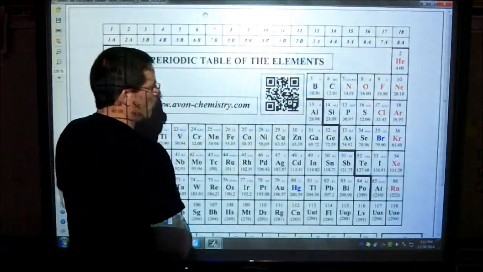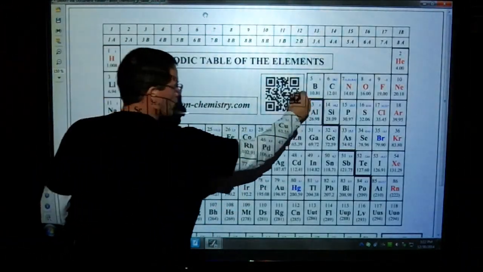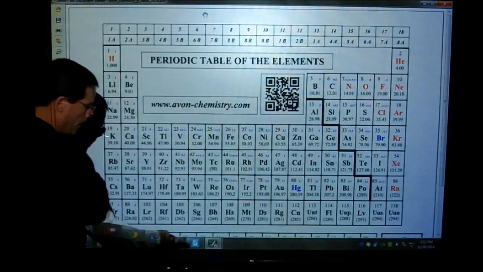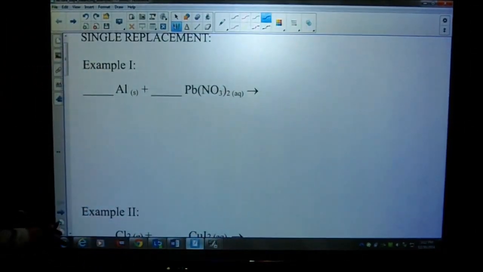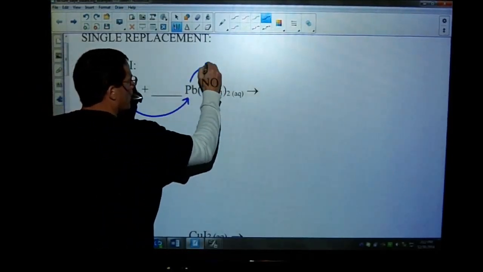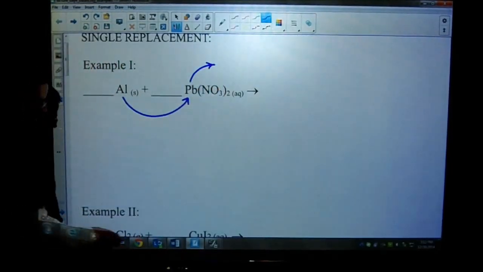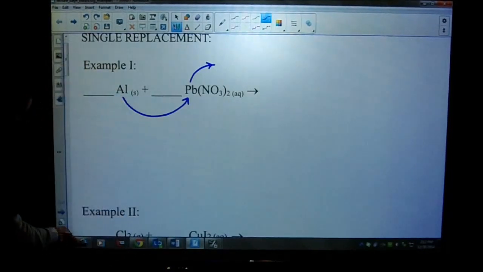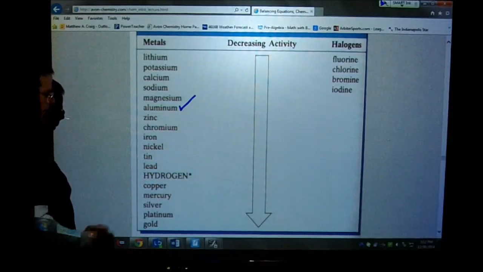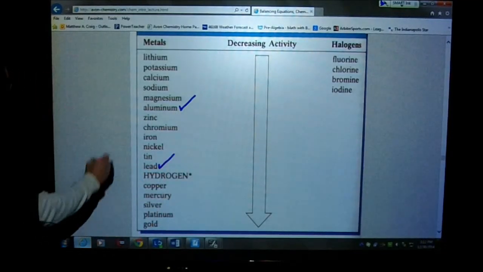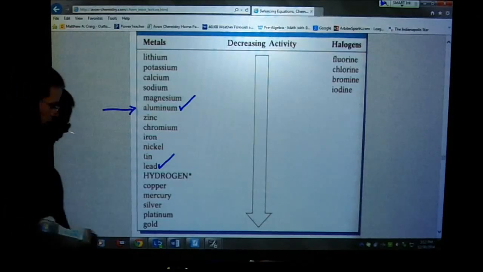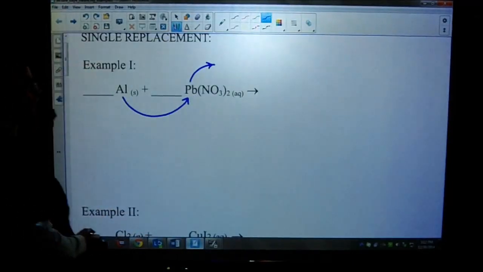So on the periodic table, we have aluminum, which is clearly on the left side of the stair step, which means that it is acting as a metal. Therefore, it will try to kick out the lead, and let's see if it does do that. So we go to our activity series, and we find aluminum, which is right here, and lead, which is down here. So the aluminum, which is listed higher, will kick out the lead. So this reaction will take place.